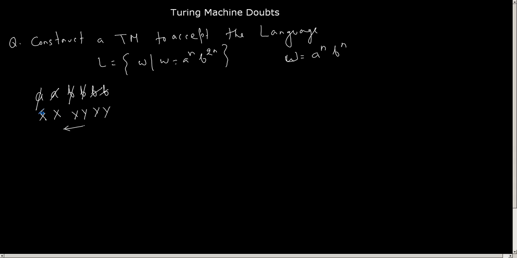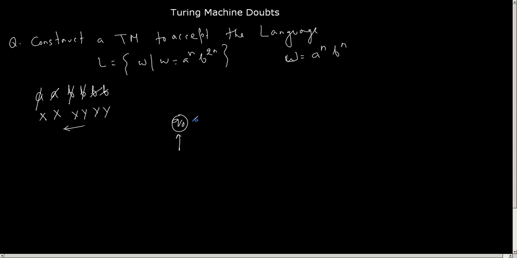And finally, if I do not find any A, then I have mapped all A's with X. Then move towards right to check whether I have any B or not. If any B is there, I will reject. Otherwise, if I find a blank symbol, I will accept. Okay, so let us now try to design this. So suppose I am in Q0. Okay, so this is my starting state Q0.